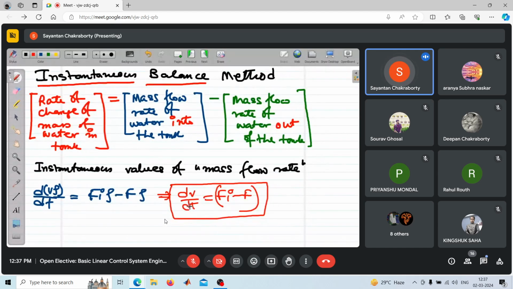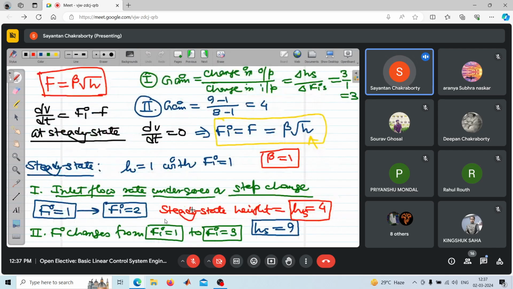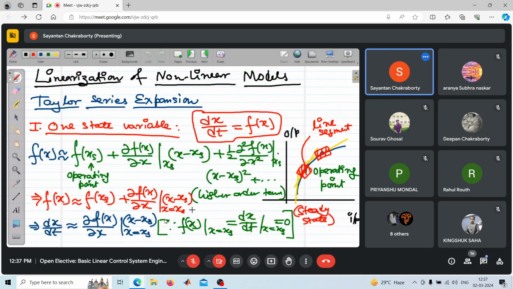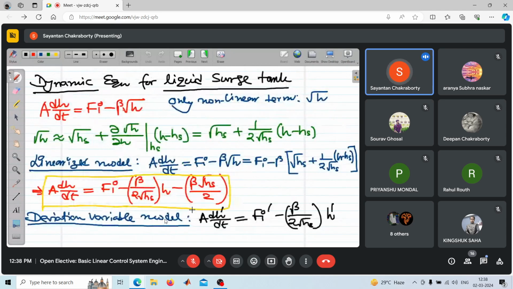So same dynamic equation. Although it looked like a very simple dynamic equation, at its core we found out that, due to the involvement of a valve, which normally gives us a nonlinear relationship between the flow rate and the valve, we obtained a nonlinear equation. So we have to linearize this equation. To linearize it, we followed a Taylor series expansion method, and by this method we finally arrive at the linearized model of the plant.